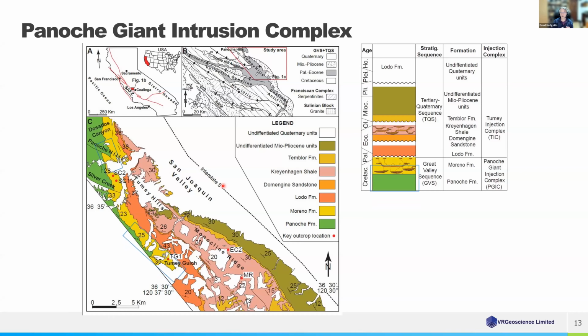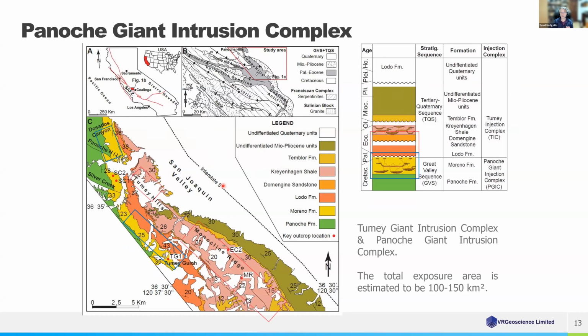There's a couple of intrusion complexes in this area. So we have the Panoche and Moreno ones, and then the higher intrusion, the Toomey intrusion complex up here.